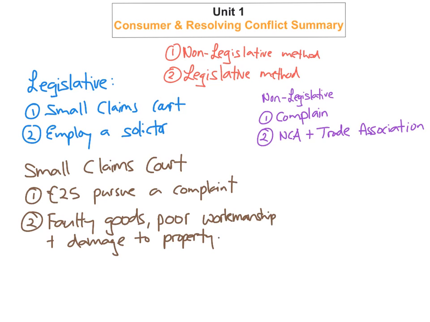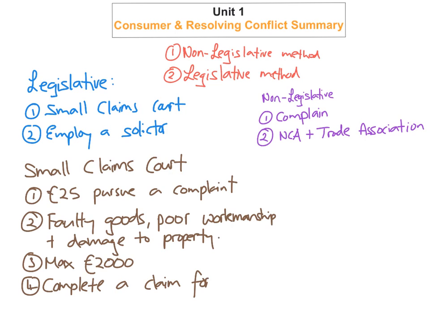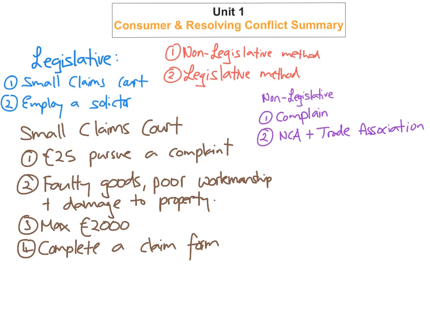The third thing is the maximum amount that you can claim for is €2,000. So €2,000 is the maximum that you can claim for. The fourth thing is how you do it: you just basically complete a simple claim form. Just one thing to note as well, that form is then sent to the registrar of court by post, or you can actually send it online now.